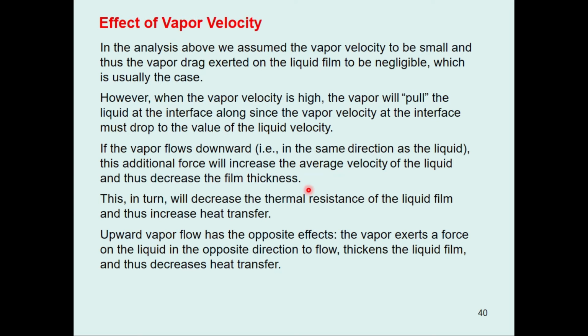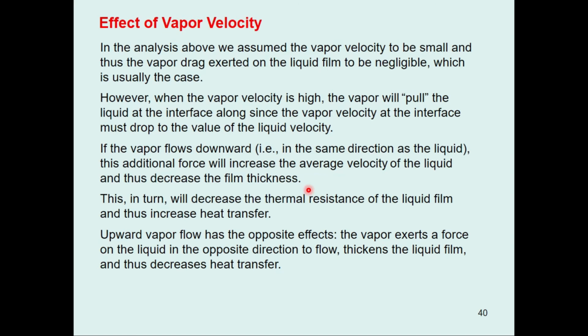So let's have a look at whether the liquid and the vapors are moving in the same direction or in opposite directions. If the vapor flows downward, in the same direction as the liquid is moving, this additional force, which is the drag force the vapors apply on the liquid film, will increase the average velocity of the liquid and thus decrease the film thickness. Decreasing the film thickness will decrease the thermal resistance of the liquid film, and ultimately it will increase the heat transfer in that particular case.